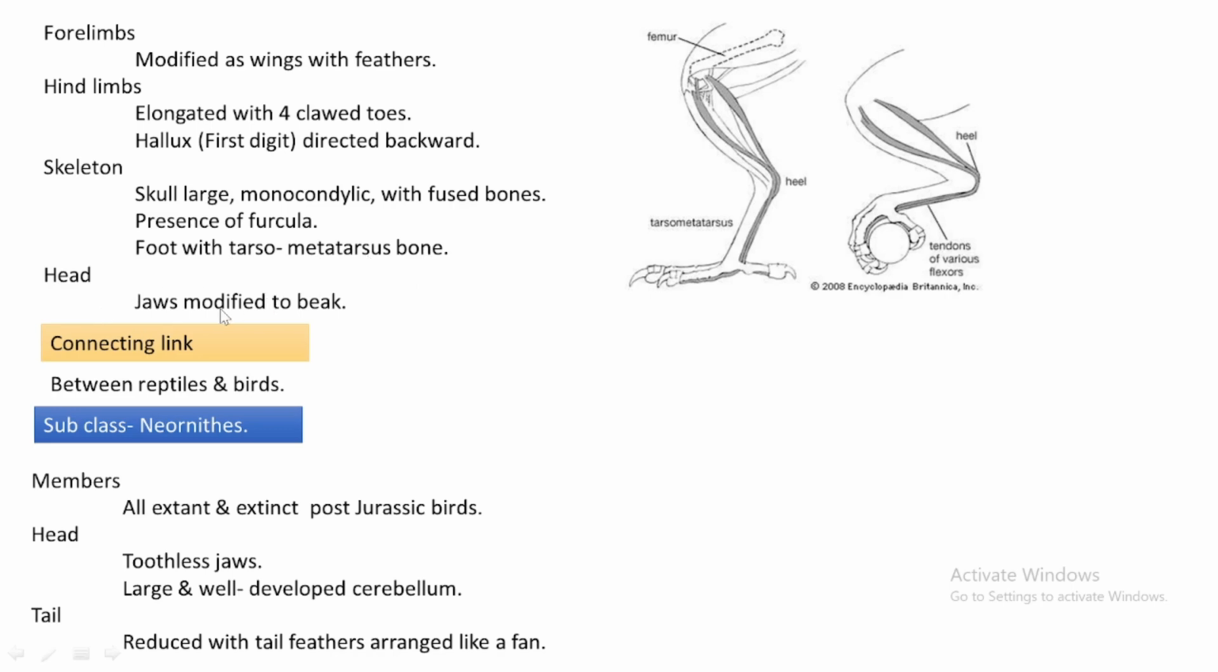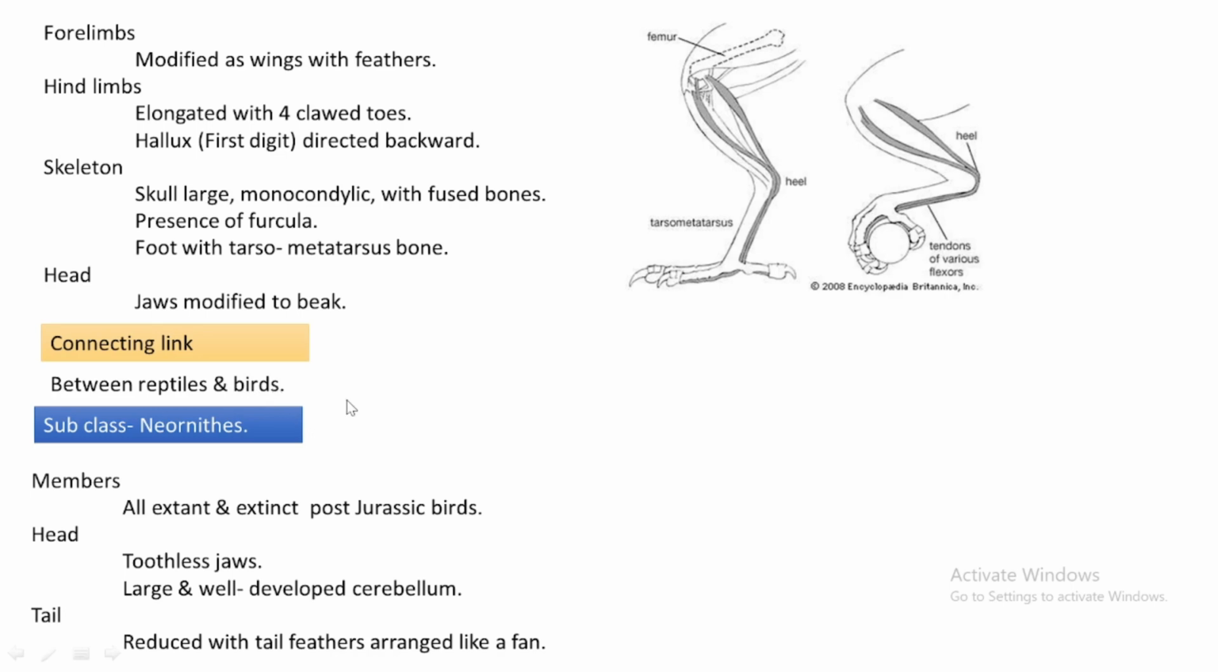Then head. Jaws are modified to beak. So they are called that because of these features. These features mean reptilian and avian features. They are considered as a connecting link between reptiles and birds, and that is its importance.